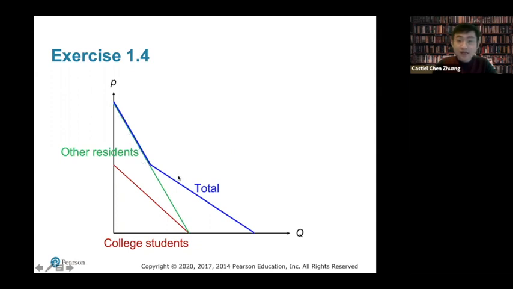And then after that, it's actually higher than the green line because now you add in the demand from college students. So that would be excess 1.4. So just be careful. The key takeaway from this question is to be careful about the range of the variables, okay?